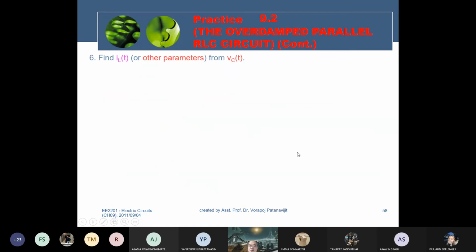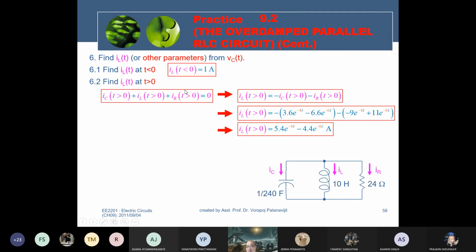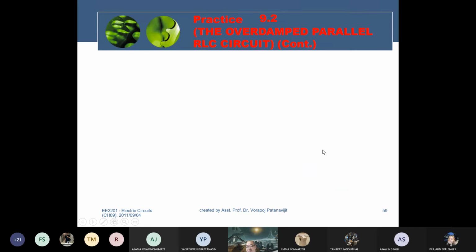Now IL. If the question asks you for IL, derive it from VC. How to derive it from VC in this case? IL is here, in terms of IC and IR. You know IC, and you know IR from the previous step, which you derived from VC. You get IL here.